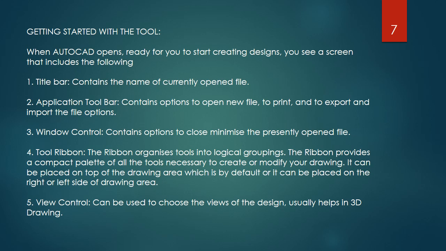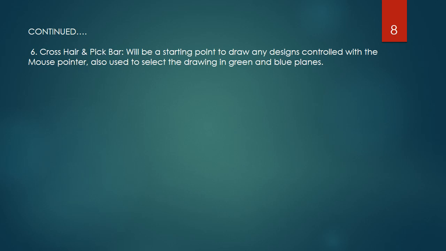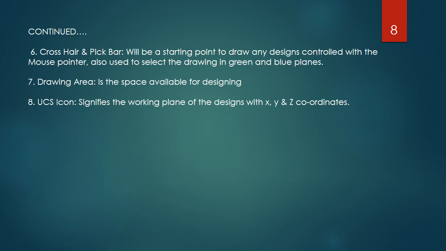View control can be used to choose the views of the design, and usually helps in 3D drawing. The crosshair and pick bar will be the starting point of your drawing. Any design is controlled with the mouse pointer, also used to select the drawing in green and blue planes. We will explore this in detail in our future classes. The drawing area is a specific space available for designing. The UCS icon signifies the working plane of your designs with X, Y as well as Z coordinates.